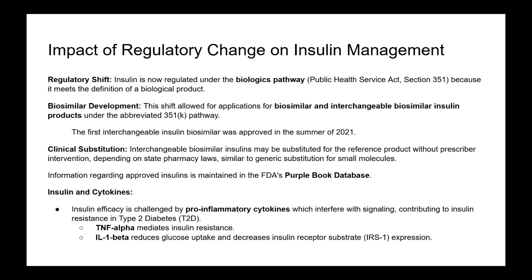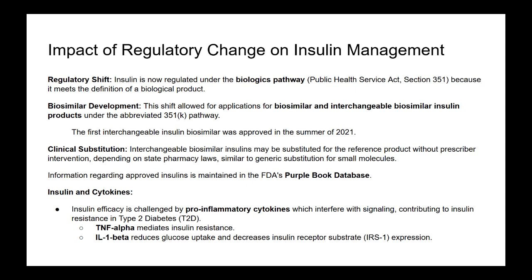Cytokines are soluble proteins that are essential for the body's immune and inflammatory responses. Abnormal glucose and lipid metabolism are significantly affected by cytokines secreted by various organs. For instance, adipose tissue produces adipokines, the liver secretes hepatokines, and muscles release myokines. These cytokines influence metabolic processes and are integral to understanding the broader impacts of insulin and cytokine interactions in health and disease.